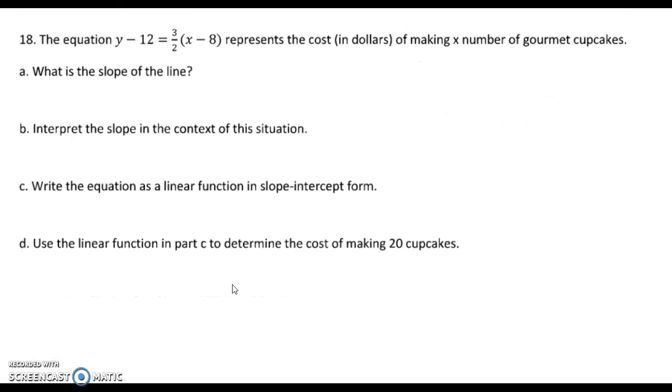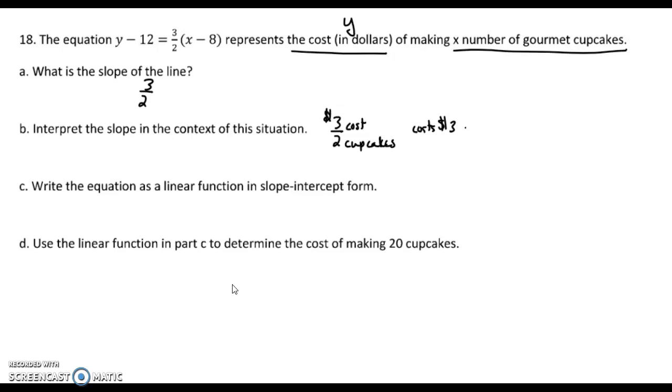Okay, on this question, it says here's the equation. It represents the cost in dollars of making x number of gourmet cupcakes. So x is how many cupcakes you make. y is how much it costs in dollars. The slope is 3/2. When it says interpret the slope in the context of the situation, there are a few ways to do it. If you leave it as 3/2, the top number is y, which was cost in dollars. The bottom number is x, which was cupcakes. So basically that means it costs $3 for every 2 cupcakes. That's the cost to make 2 cupcakes.